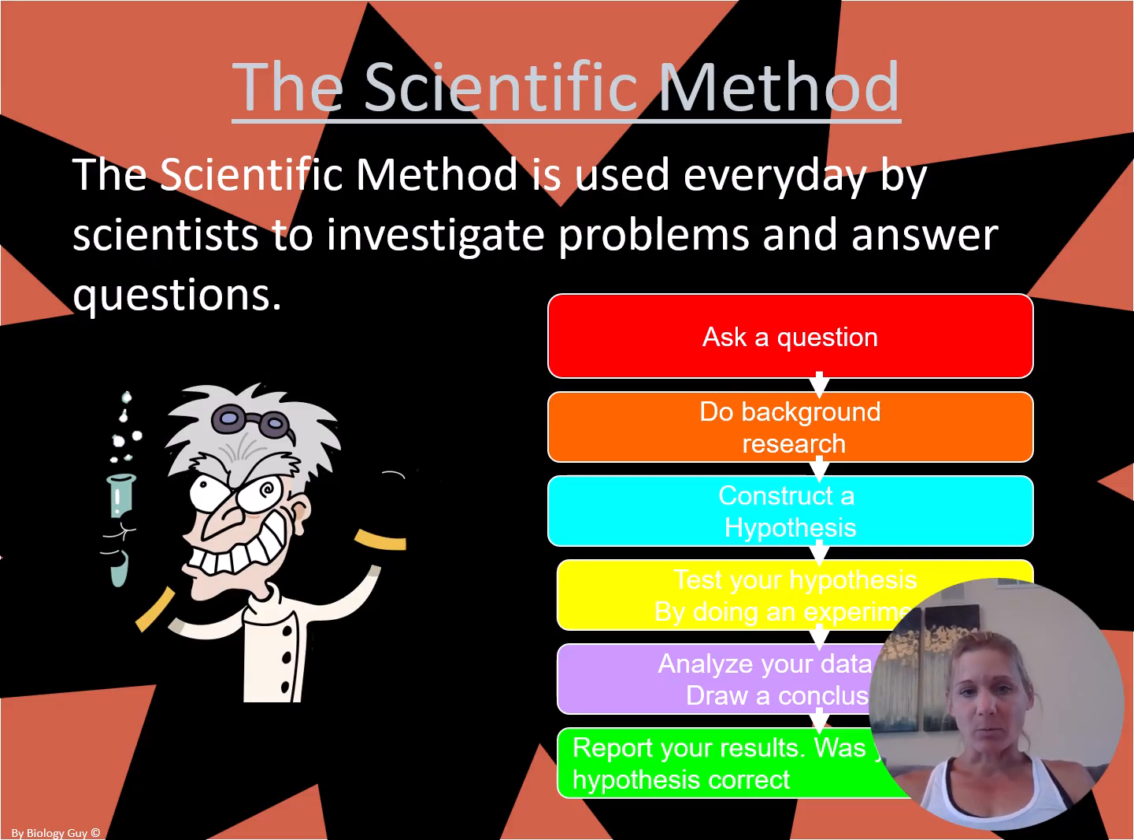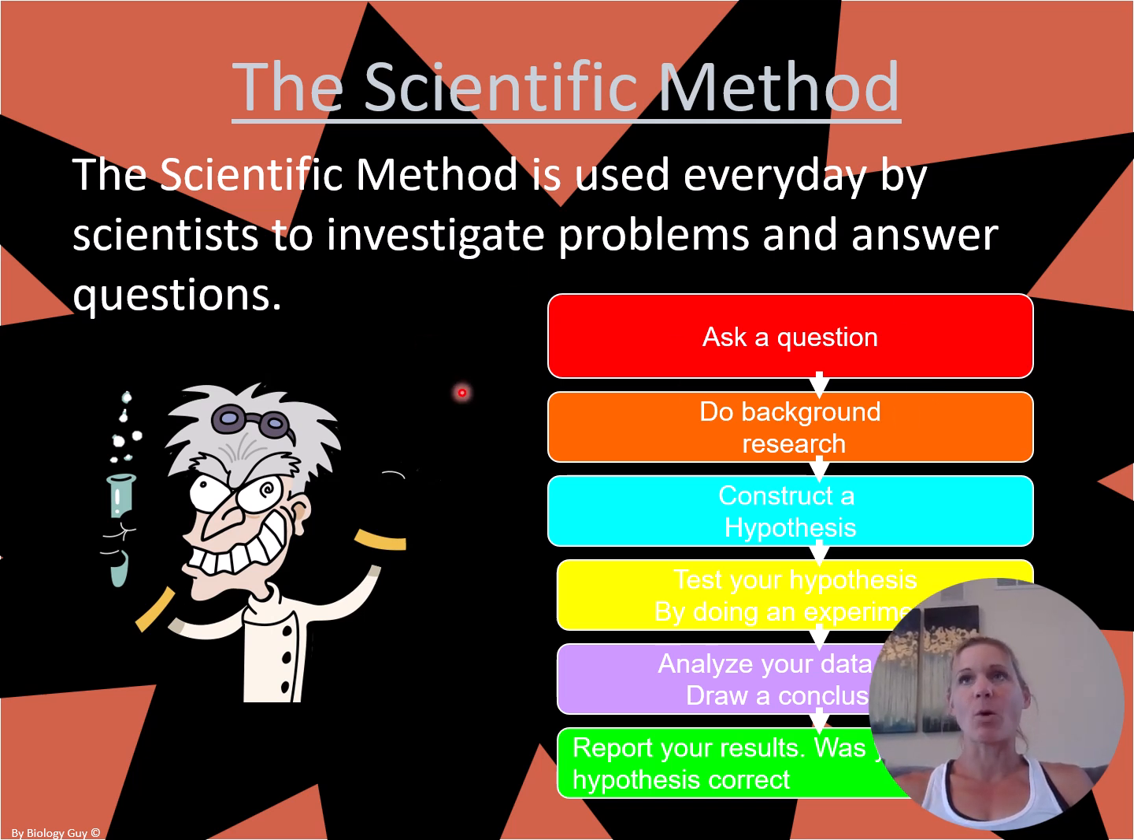So, how does the scientific method work? The scientific method is used every day by scientists to investigate problems and answer questions. So, the first thing we want to do is ask a question. We're going to do some background research. We're going to construct what's called a hypothesis, or an educated guess as to what we think will happen. And then we're going to figure out how to test our hypothesis. Once we have tested that hypothesis, we'll take the information that we've gathered and analyze our data in order to draw conclusions about that information, and then report our results and determine whether or not our hypothesis was correct. So let's use an example here to help us understand.